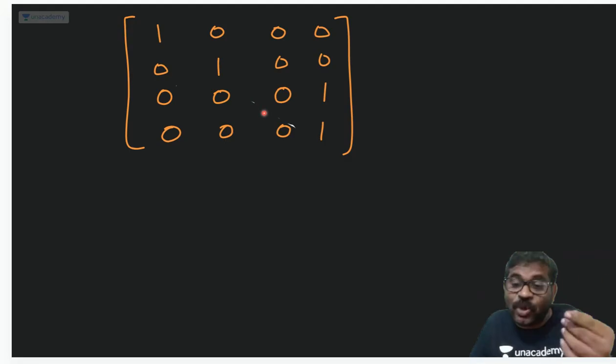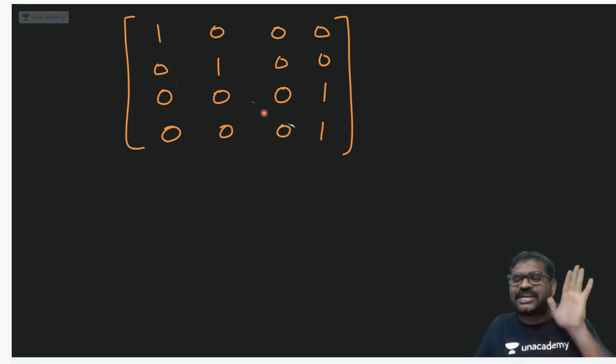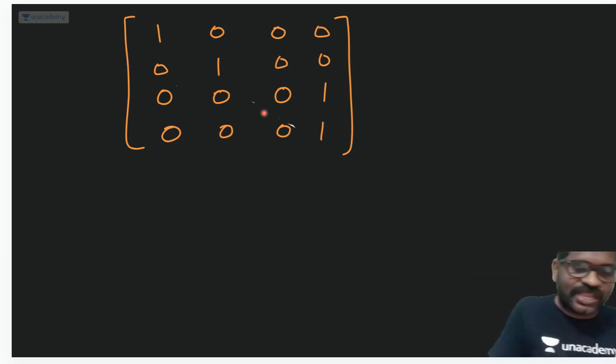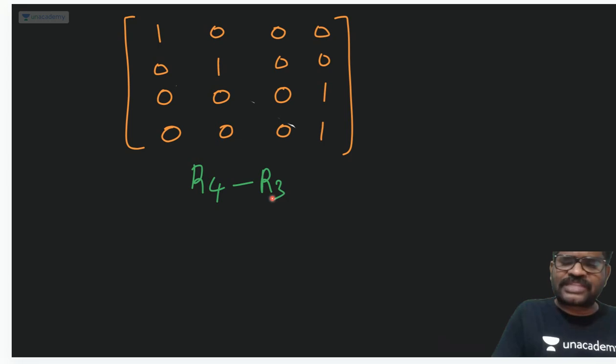Even though all the elements covered by the right angle triangle are 0, you have to check the first condition as well as the second condition. So here your matrix is not in echelon form because R3 and R4 consist of the same number of zeros before the non-zero element. That's why you have to apply the operation R4 minus R3.